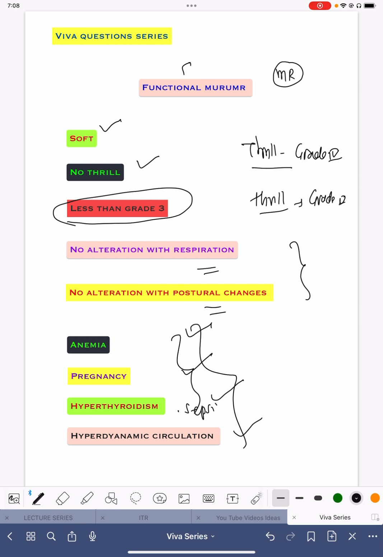So this was all about functional murmurs versus organic murmurs. That's for now, and thank you.